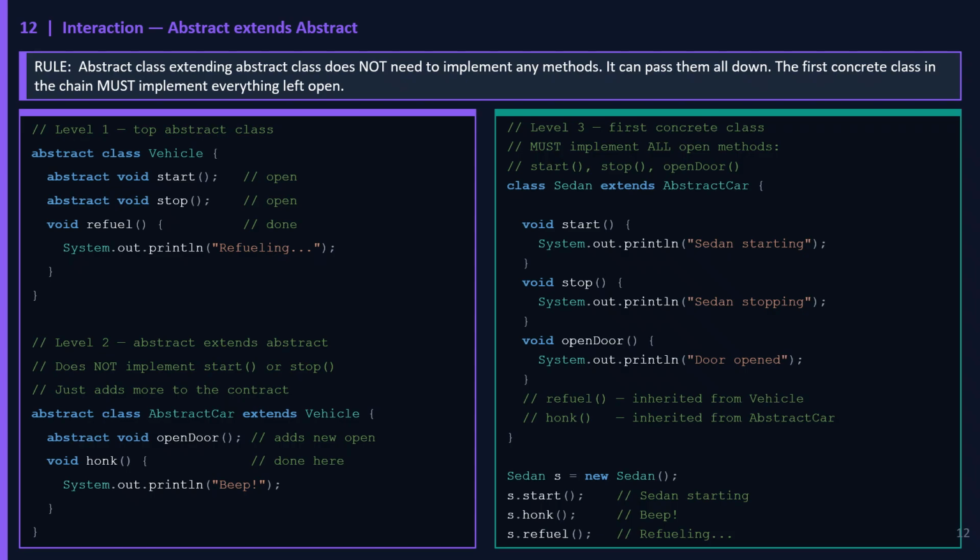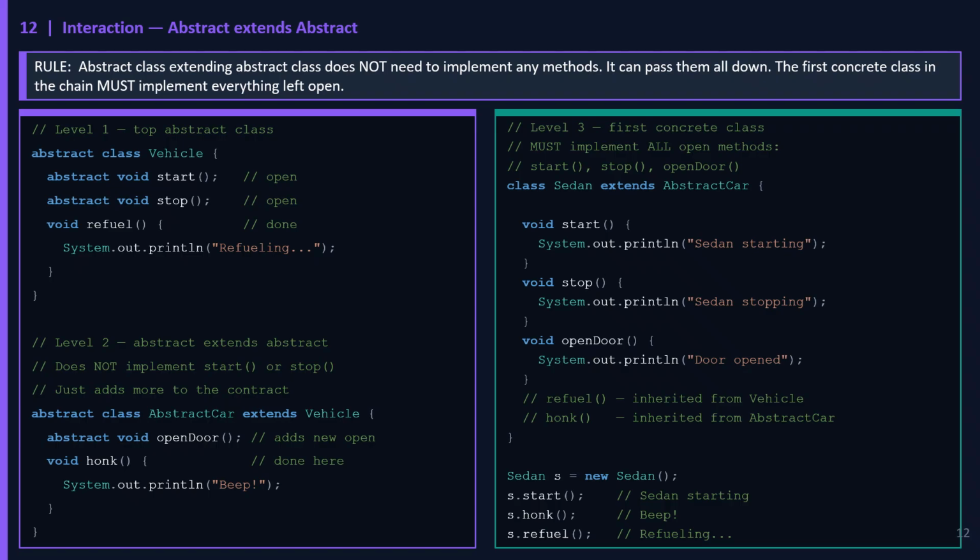Now let's look at how class types work together. This is a very important slide. What happens when an abstract class extends another abstract class? The rule is simple. It does not have to implement the abstract methods. It can just leave them open and pass them down to the next class.